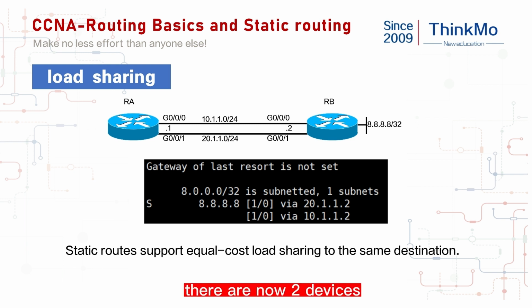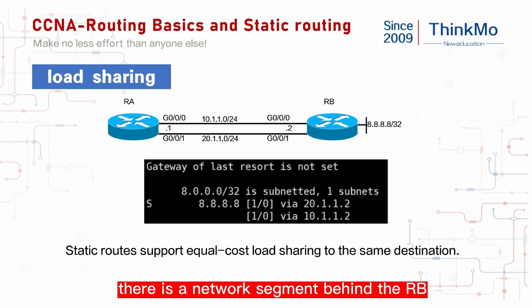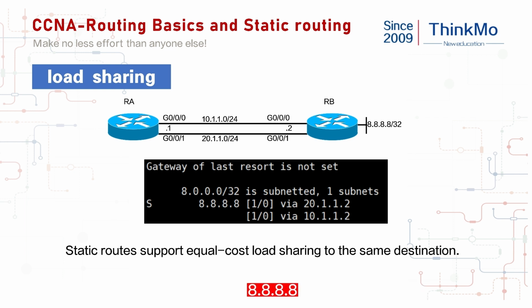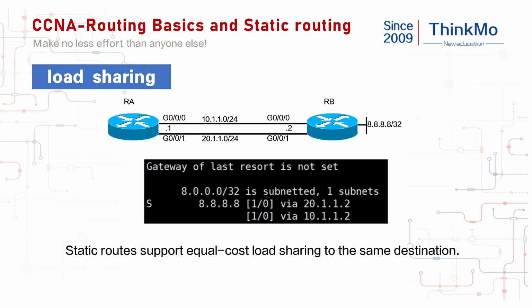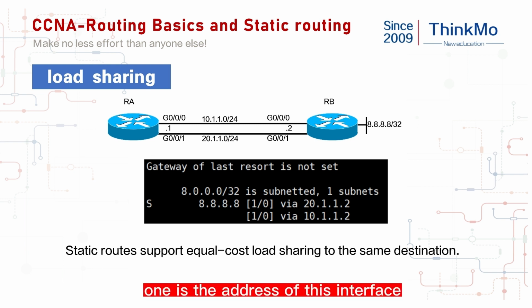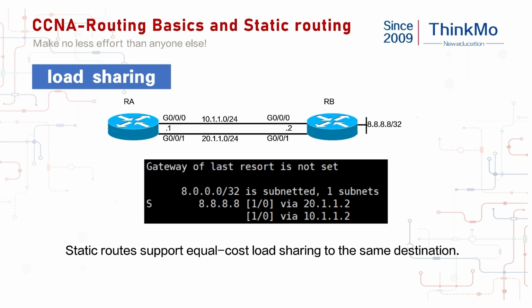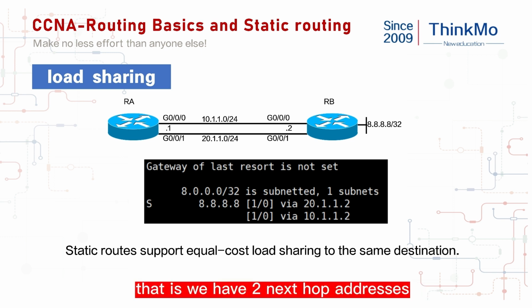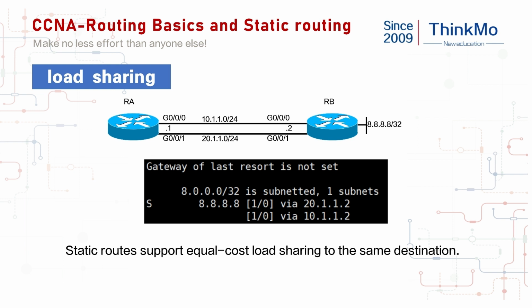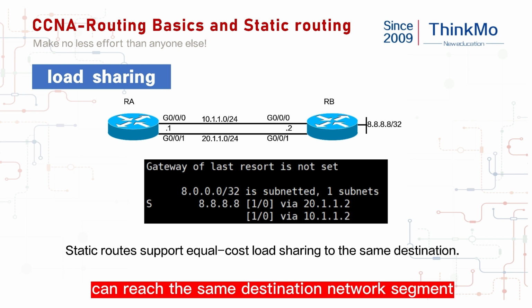There are now 2 devices, and there is a network segment behind RB, 8.8.8.8. Everyone can see that in RA there are 2 lines that can reach this network segment. Look in the routing table. It has 2 next hops. One is the address of this interface, and one is the address of the interface below RB. That is, we have 2 next hop addresses, going up and going down, that can reach the same destination network segment.